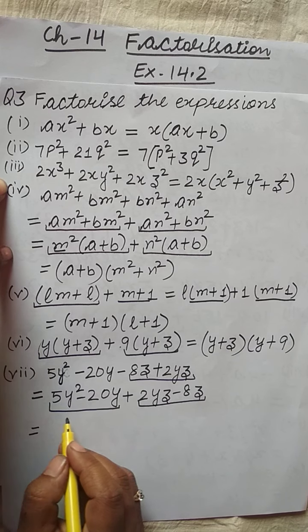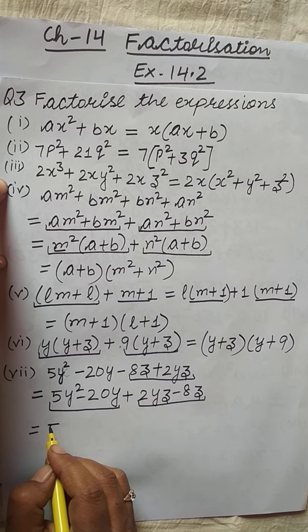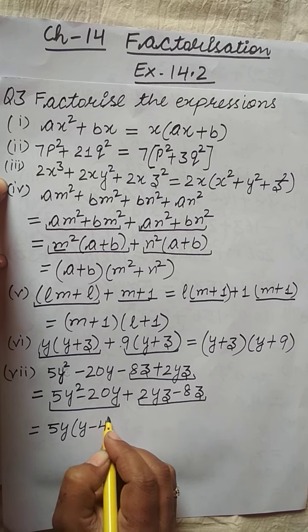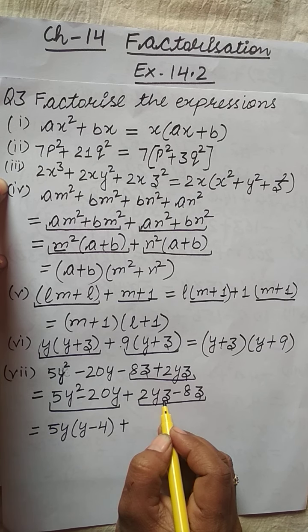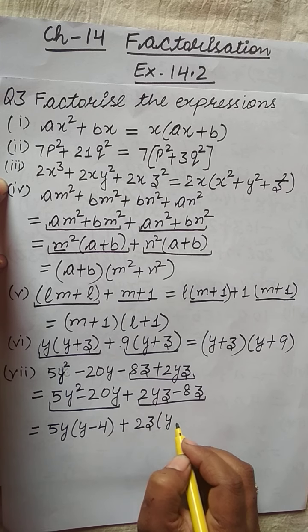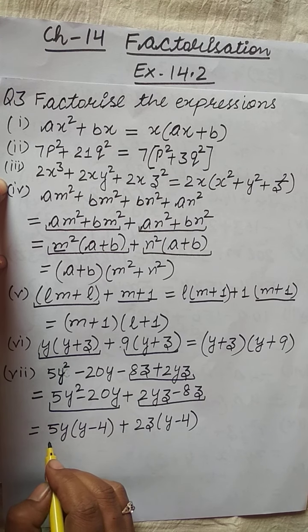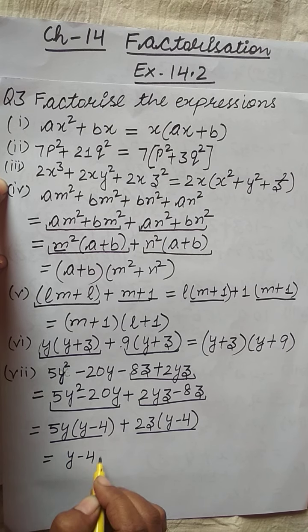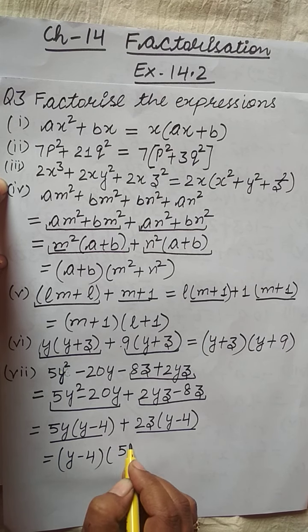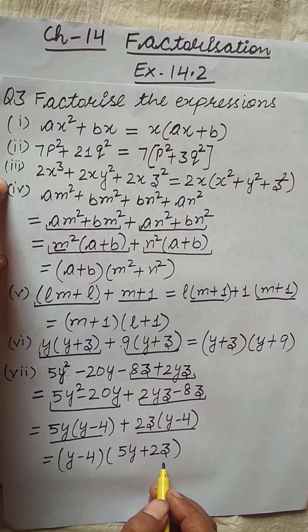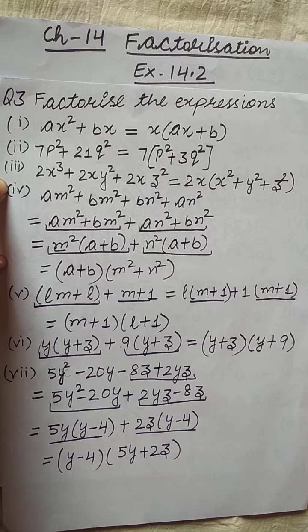Now take the common factors. From here 5y will be the common factor into y minus 4, plus 2z is the common factor into y minus 4. Now from these two terms y minus 4 is the common factor into 5y plus 2z. Y minus 4 into 5y plus 2z is the required answer.